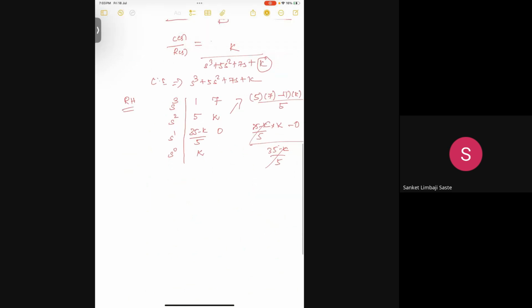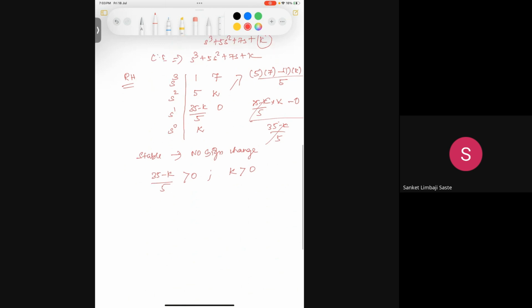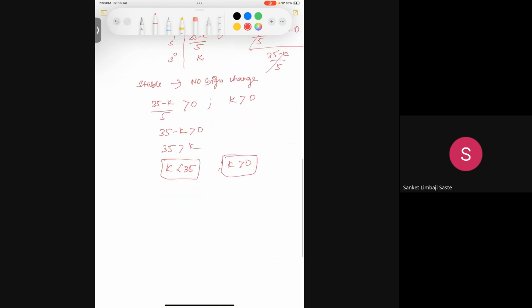Now, for the system to be stable, there should not be any sign change, no sign change. So you have to make sure 35 minus K by 5 should be greater than 0 and K should also be greater than 0. Right? Now, what conditions will satisfy this? 35 minus K greater than 0, 35 greater than K. So K should be less than 35, right? This is one condition. Then K should be greater than 0. So the range of stability will be 0 less than K less than 35. Make sense?